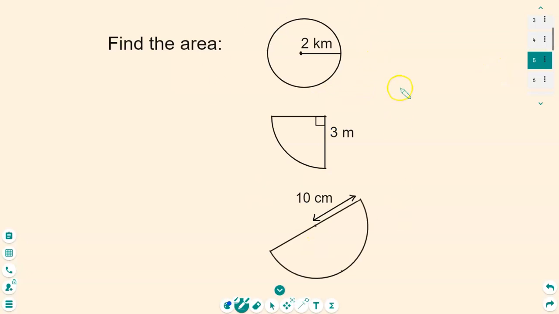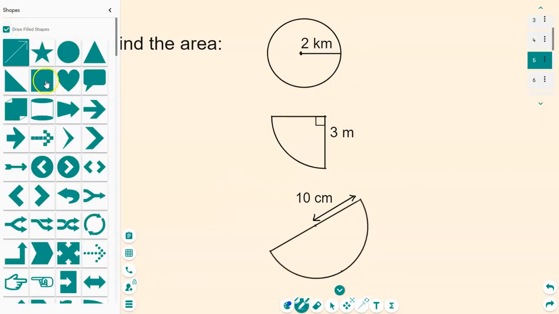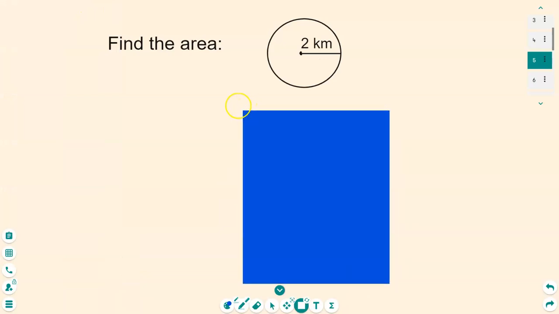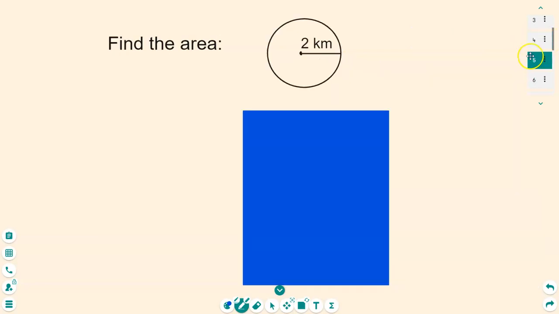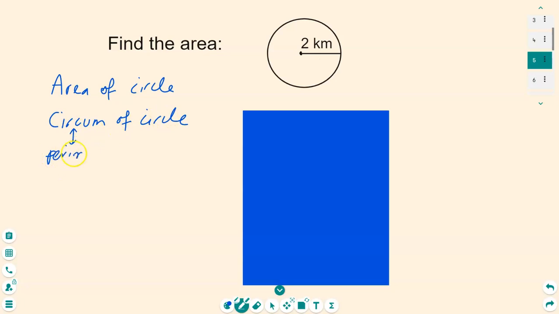Now we've got these ones. Okay, I'm going to cover up these for now. Do you remember what the area, or the rule for the area of a circle is? Area of a circle. Well, let's actually write them down here. Area of a circle versus circumference of a circle. So circumference means perimeter. But let's try and remember what the formulas are for these.